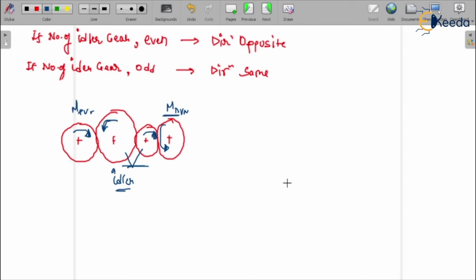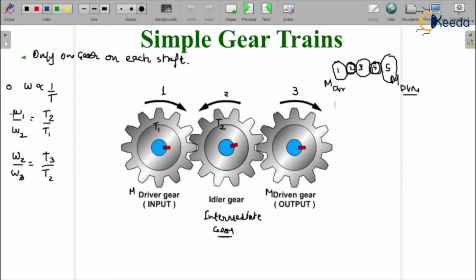And you all know the speed ratio, I already told you, this is known as the speed or velocity ratio, and it is always inversely proportional to the number of teeth on that gear. Okay, so thank you. I hope you understand the simple gear train, one gear on each shaft.